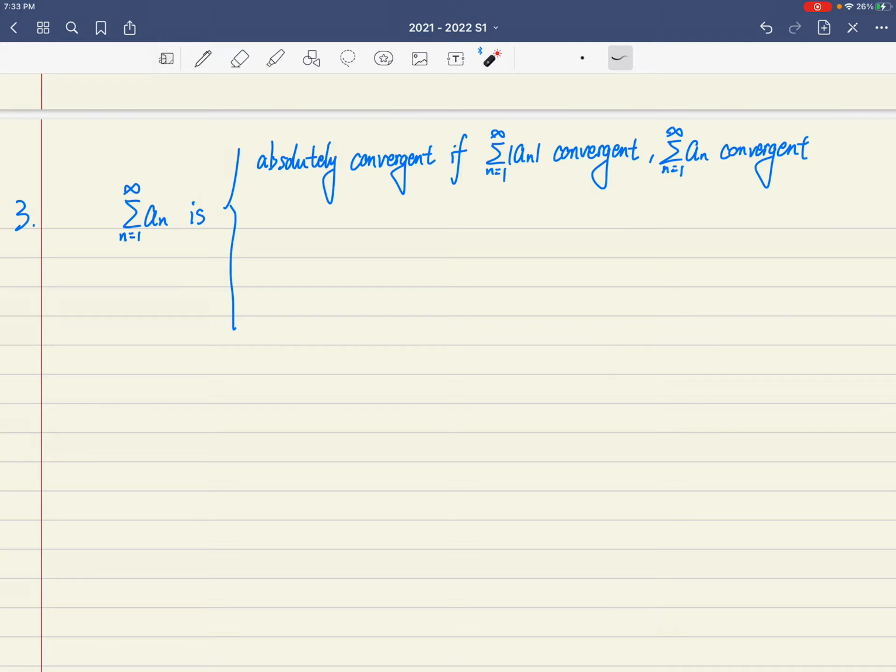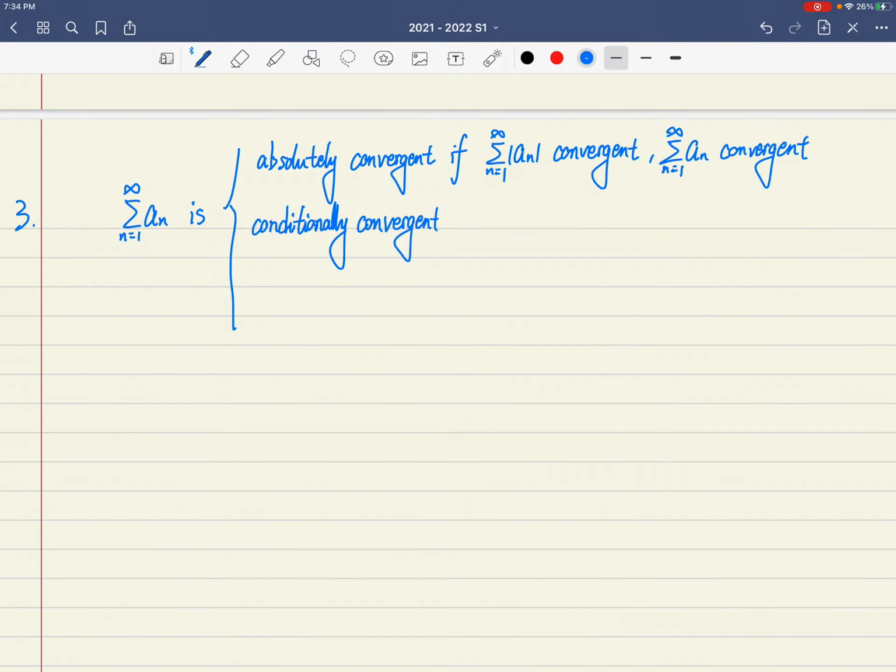But usually we just need to prove the absolute series is convergent, because if the absolute series is convergent, the original series is automatically convergent as well. Okay, it can be proved. So to prove a series is absolutely convergent, you just have to prove its absolute series is convergent.